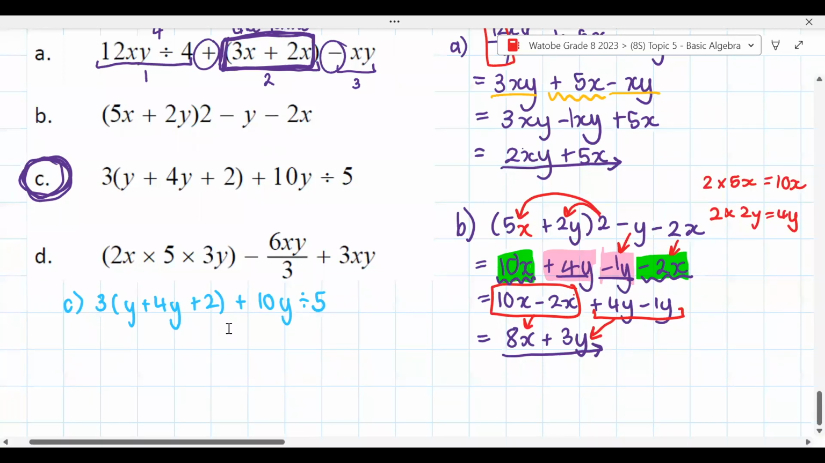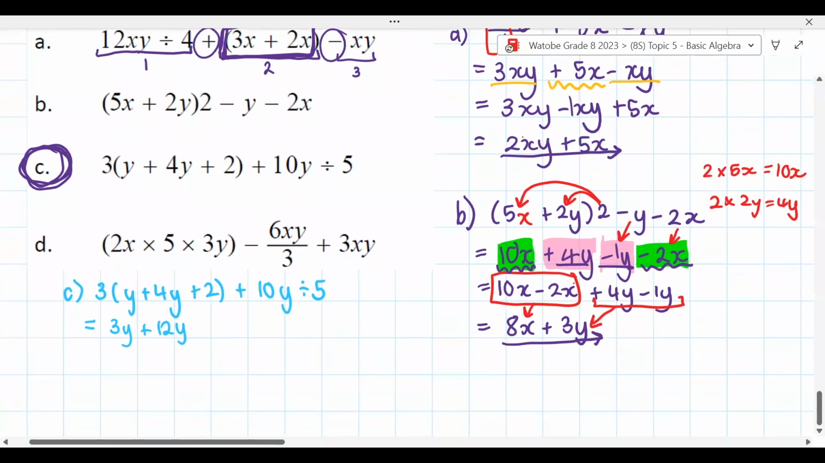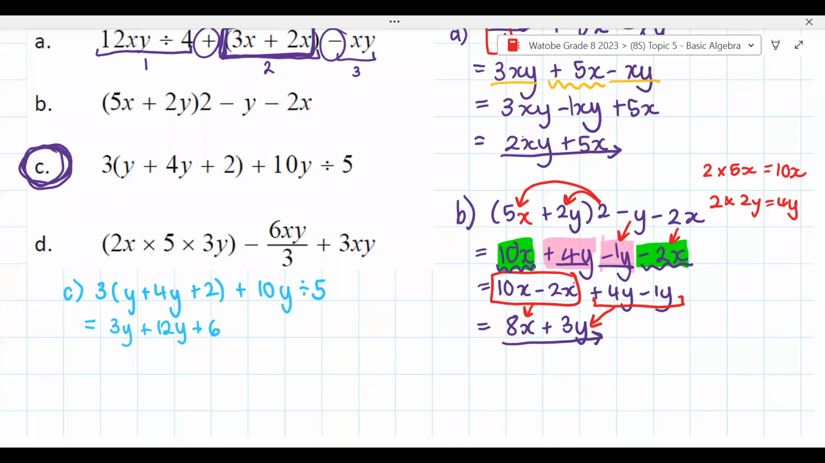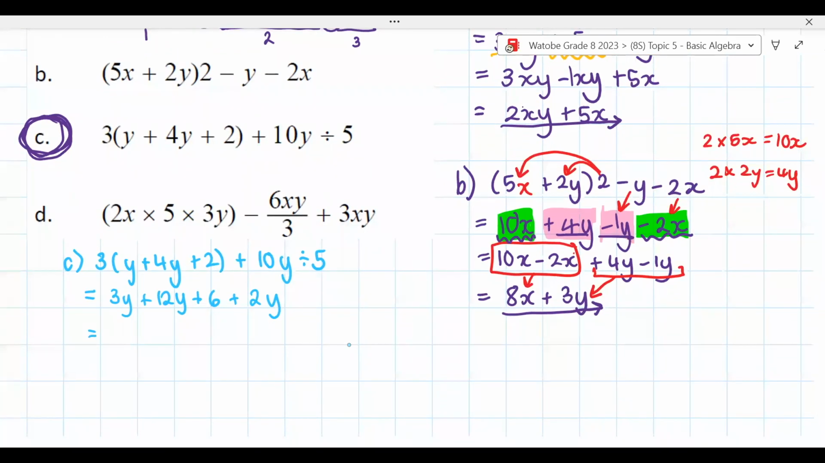Right, who wants to try question C for me? Hands up. Calvin. Last question of the day. Okay, Calvin, tell us. Yes, ma'am. So you say 3 times 4, which is 12. And then just add the 3 to the y. And then you say plus 2, and then you say 10y divided by 5, which is 2y. And so adding that up will be 19y, which is what I got.